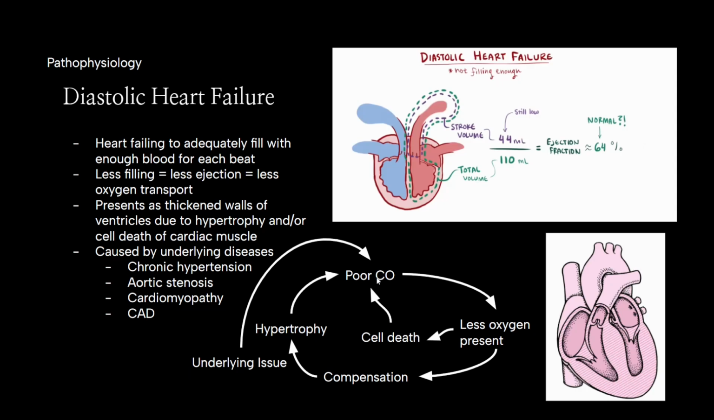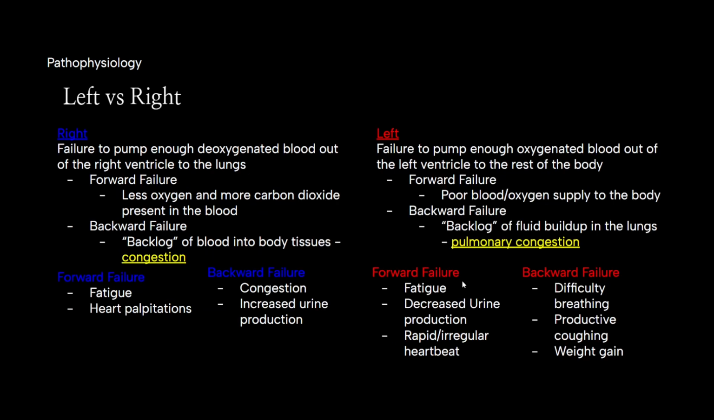Underlying issue creates poor cardiac output, lacks oxygen present. Two routes to go here, either cell death, further increasing poor cardiac output, or compensation, which leads to hypertrophy, which also gives us our poor cardiac output. And we're kind of left in this infinite loop here.